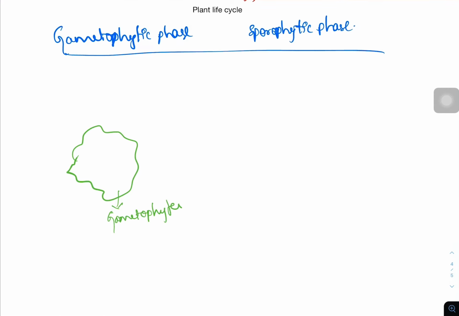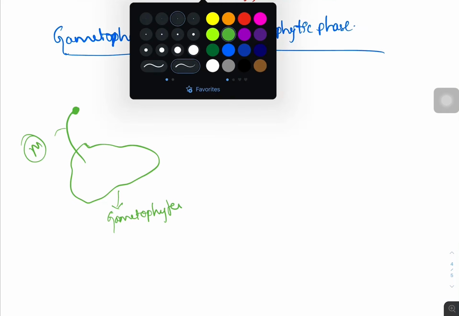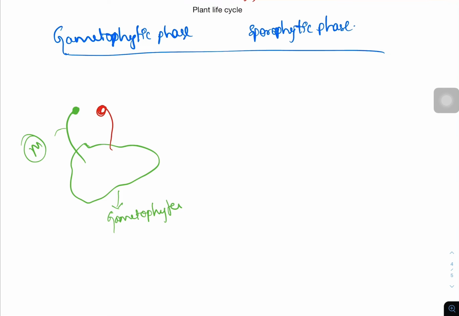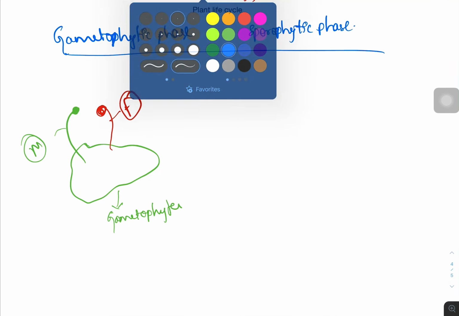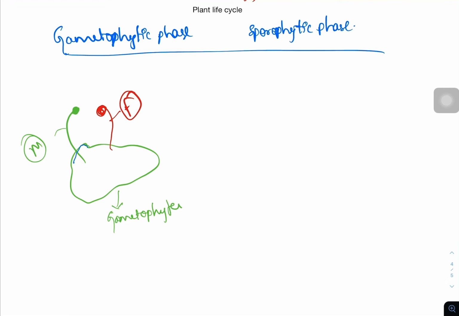Why is it called gametophyte? Because it produces a male reproductive structure and it produces a female reproductive structure. This is the male reproductive structure and this is the female reproductive structure. Since the thallus produces male and female reproductive structures, it is called gametophyte. Okay, within the gametophyte there are gametes.